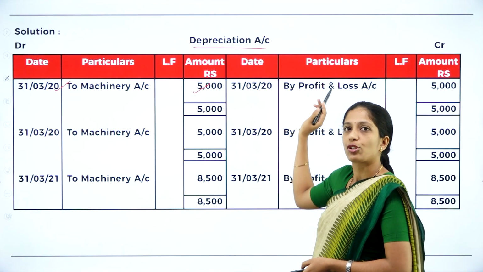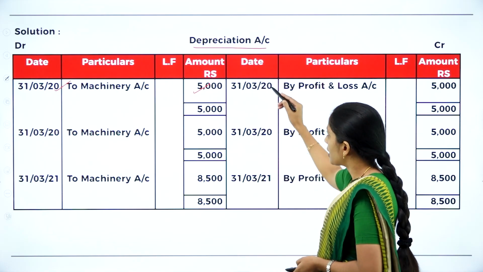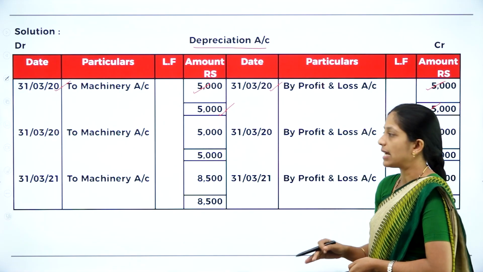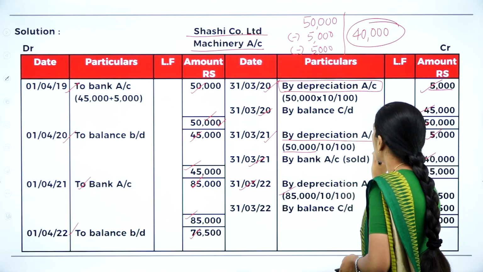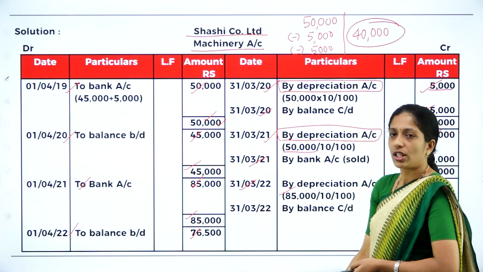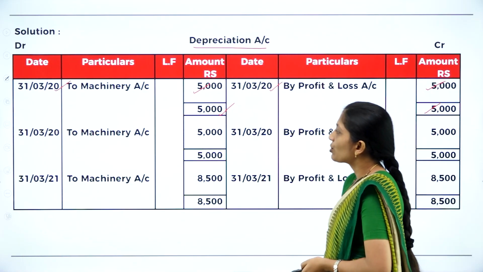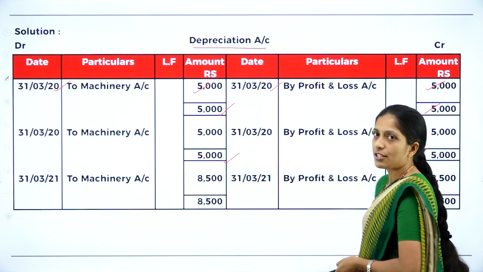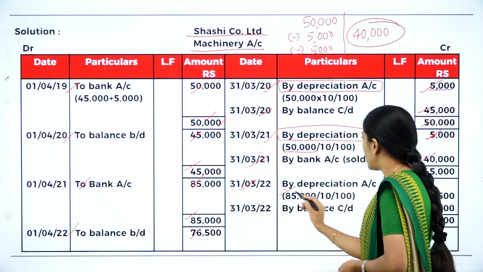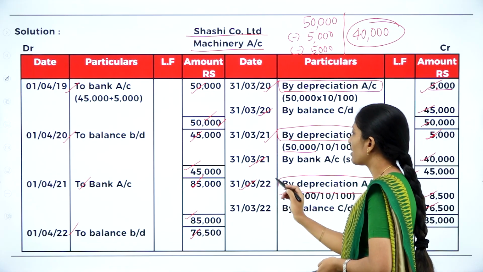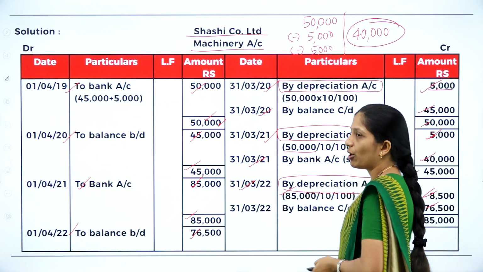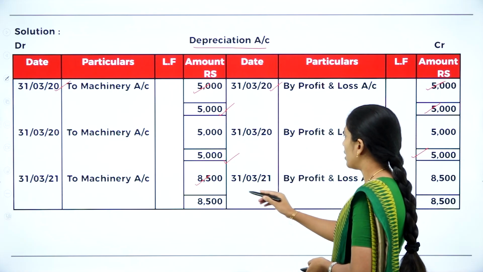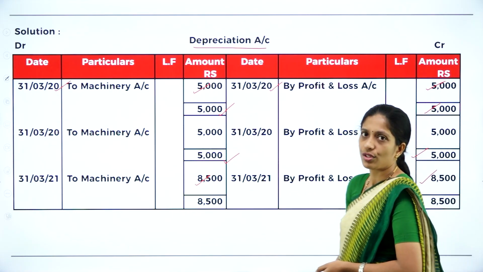Now this 5,000 has to be transferred to profit and loss account. On the same day, by profit and loss account 5,000. It will balance on both the sides. Next here, second year. So the date is 31st/3/21 and the amount is 5,000. So to machinery account 5,000 by profit and loss account 5,000. Balance both the side. Now coming to your third year. So it is how much? 31st/3/22 and the depreciation amount is 8,500 in the third year. So to machinery account 8,500 and by profit and loss account 8,500.